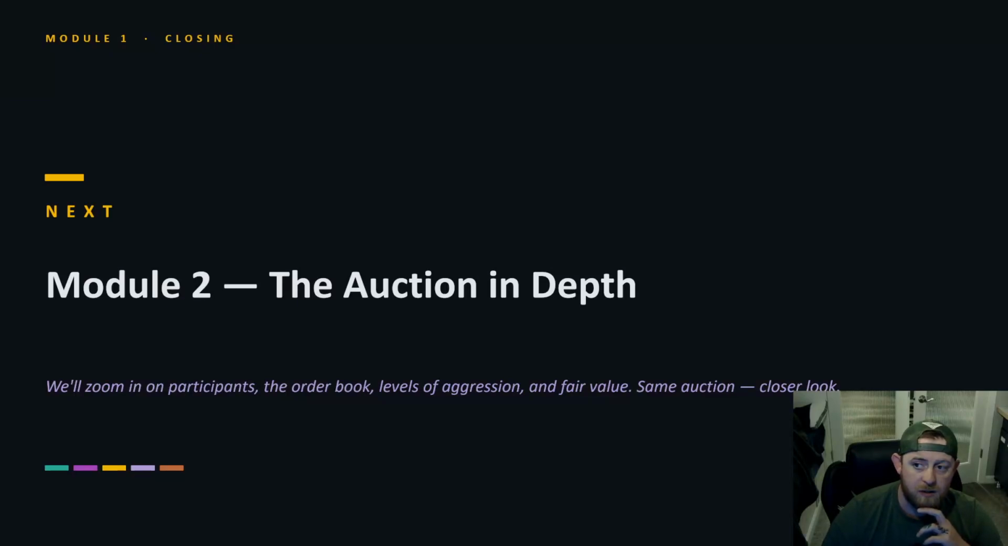So that is where we are going to dig much deeper. We're going to look further in on participants in the market, the order books, the different types of aggression, the fair value gaps. It's the same auction. We're just going to zoom in more. And that's what we're going to keep doing, is we're going to keep building depth of knowledge on top of what we already understand.